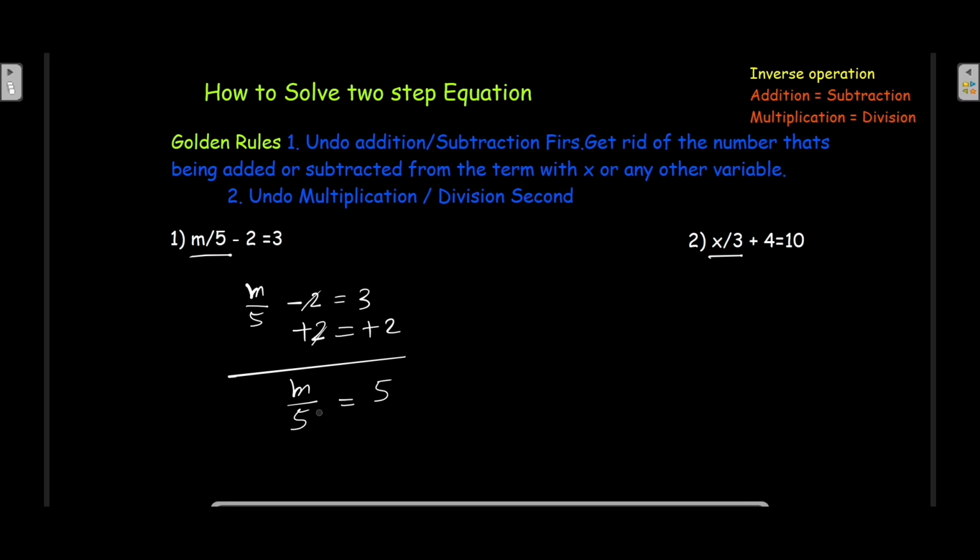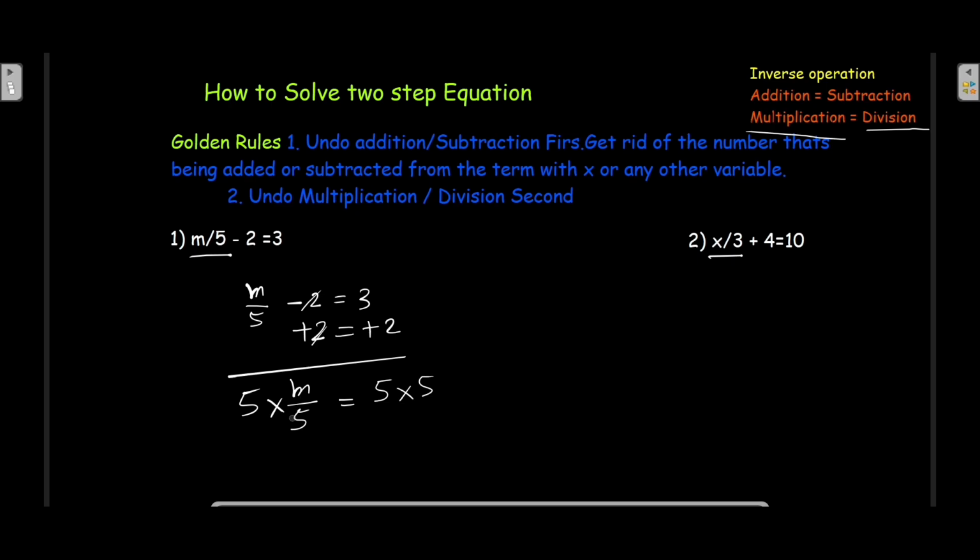So here we have to undo this 5 to get this m alone. If we see that m is divided by 5, what we have to do is the inverse operation. The inverse operation of division is multiplication. So we have to multiply this equation by 5 on both sides.